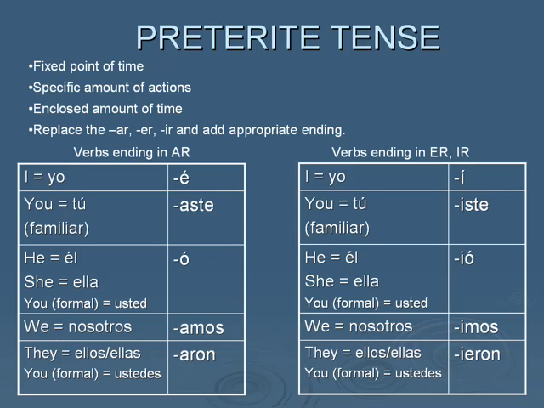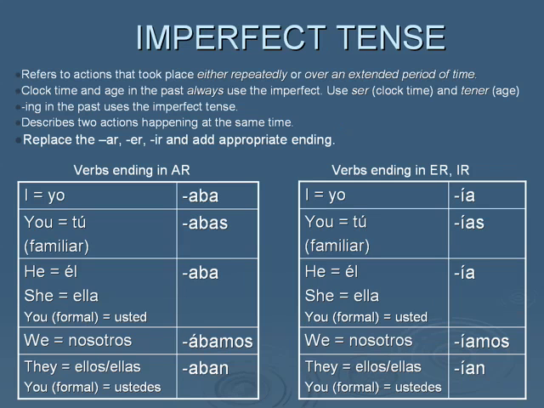The preterite tense refers to a specific number of actions in a closed amount of time and at a fixed point of time. Like the present, you drop the AR, ER, and IR, and you add the appropriate ending. These are the endings for most of the verbs in the preterite tense. Again, there are going to be irregular verbs.